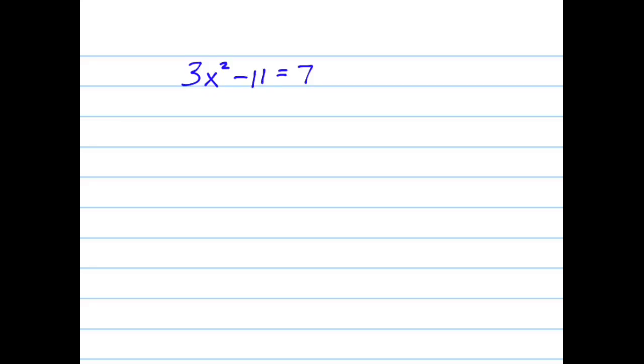Okay, first step in solving this equation. Add 11 to both sides. That gives us 3x squared equals 18. Next step. Divide by 3. We get x squared equals 6. Then what? Let's take the square root of both sides. What's the square root of 6? Give me two decimal places.